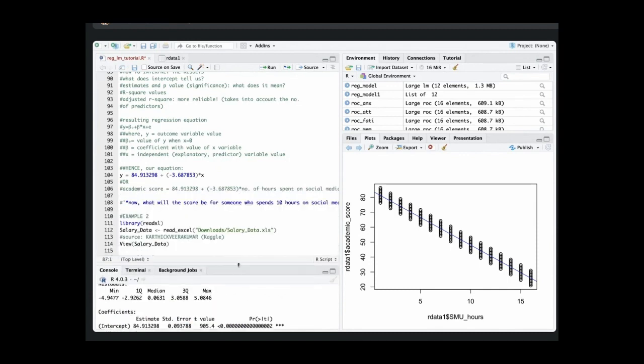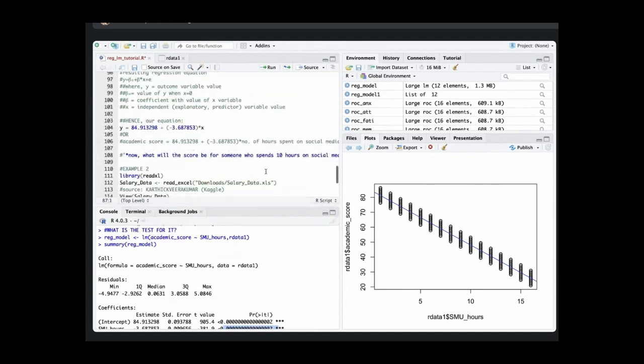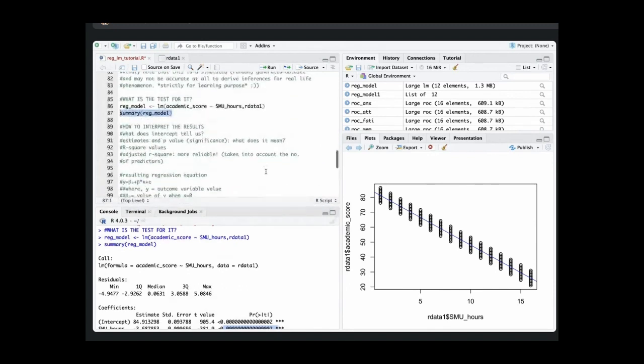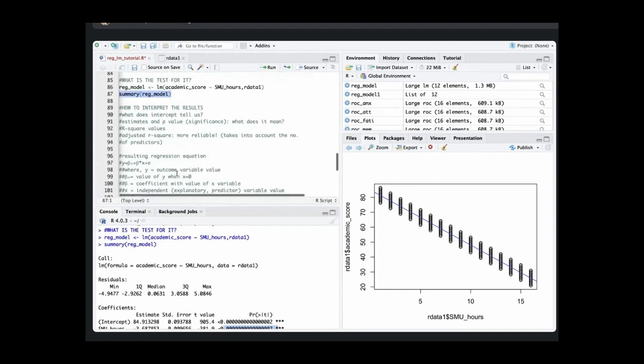And just for now, take it as a rule of thumb to report your adjusted R square, which is more important than your multiple R square, and to report your estimates and p-values. These three are quite important. So now, bringing it all together, what does it mean? The resulting regression equation can be written as this.